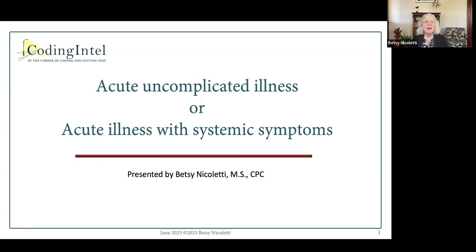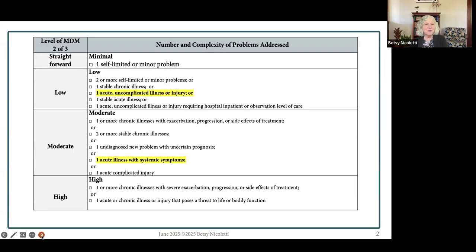We're going to talk about the difference between an acute uncomplicated illness and an acute illness with systemic symptoms. We know that we can select a level of evaluation and management service based on either time or medical decision-making. And if we're using medical decision-making, there are three elements: the number and complexity of problems addressed, the amount of data to be reviewed or analyzed, and the risk of additional morbidity or mortality from additional diagnostic testing or treatment.